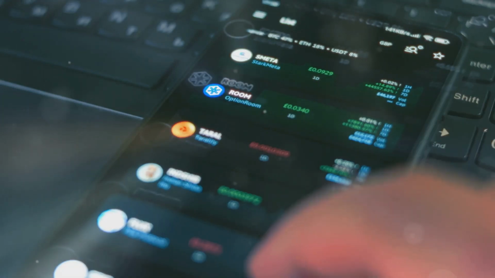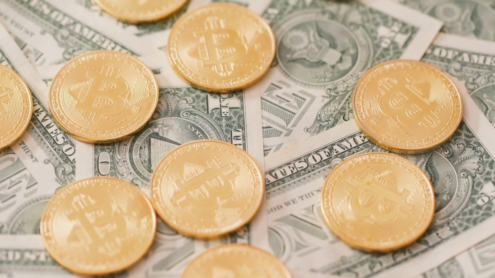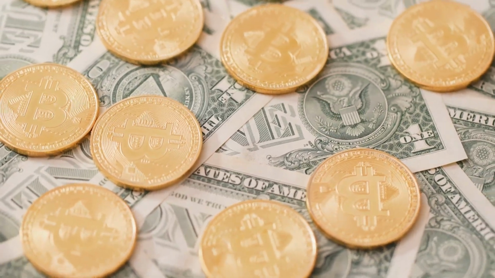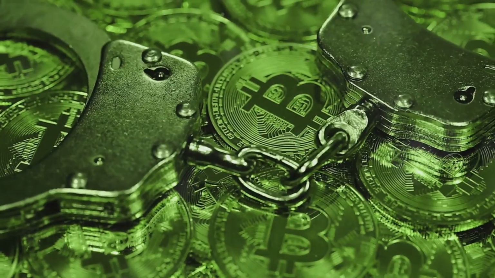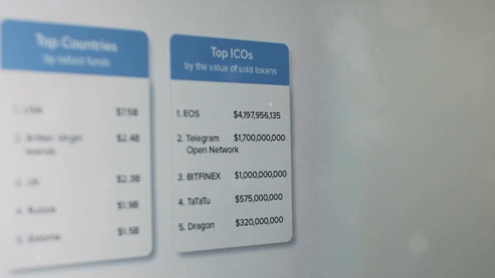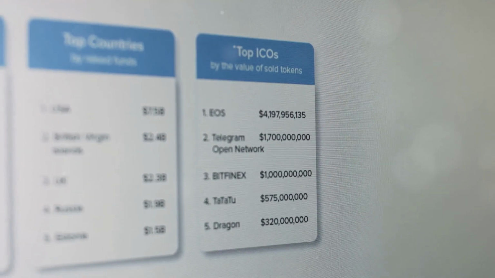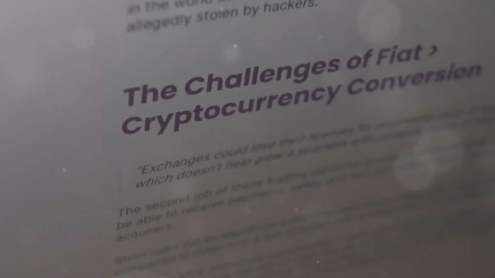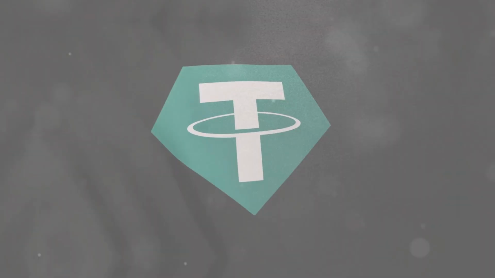Another issue is Tether's centralized nature. Unlike decentralized cryptocurrencies like Bitcoin, Tether is controlled by a company. This gives them significant power over USDT. And let's not forget the regulatory scrutiny. Governments around the world are still figuring out how to regulate cryptocurrencies. Tether's future will be influenced by these regulations.